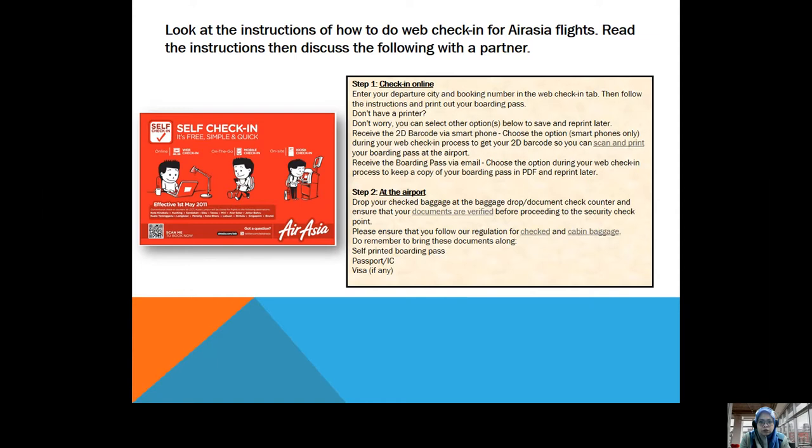Alright, step two, apa dia punya during at the airport. So, there are two major steps. Okay. Step yang pertama, check-in online. Bawa check-in online ni pun dia ada several steps. Okay, and then bawa at the airport pun ada juga. Tapi do you know what is missing here? They don't have the sequence connector.